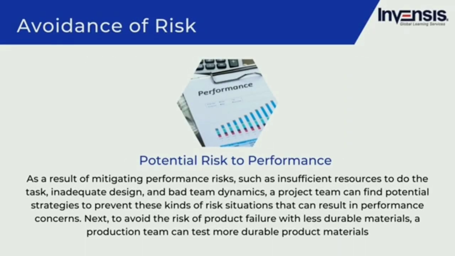As a result of mitigating performance risks, such as insufficient resources to do the task, preliminary design, and bad team dynamics, a project team can find potential strategies to prevent these kinds of risk situations that can result in performance concerns. Next, to avoid the risk of product failure with less durable materials, a production team can test more durable product materials. Similarly, if there is a performance risk within the dynamics of the project team, interactive team management can be employed to prevent team difficulties.